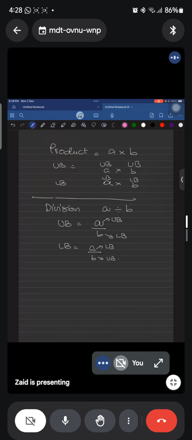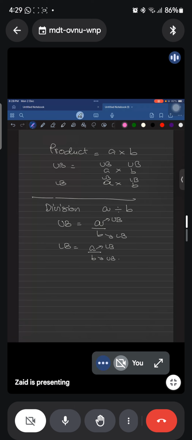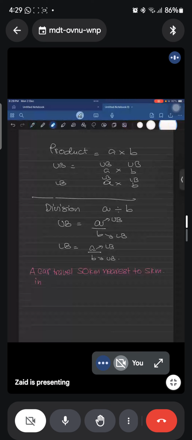A car travels 50 kilometers, nearest to 5 kilometers, and I want the answer from all of you. It's impossible in 20 minutes. So let's say it's taking like 35 minutes. Or you can take hours. Okay, assumption.